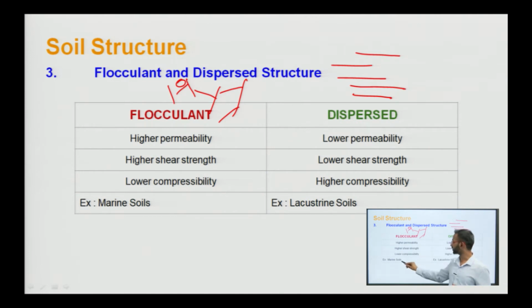So the examples are: marine soils show this kind of flocculent structure, and the lacustrine soil, which is found in lakes, is known to show the dispersed structure of the soil.